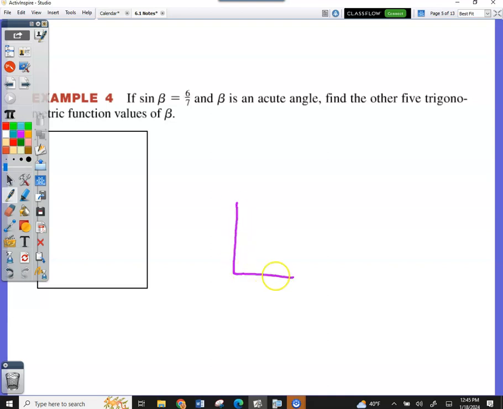You can draw your triangle. Isn't it like a 5, 6, 7? No, there's not a 5, 6, 7. It's a 3, 4, 5. It's a 3, 4, 5 triangle, yeah.